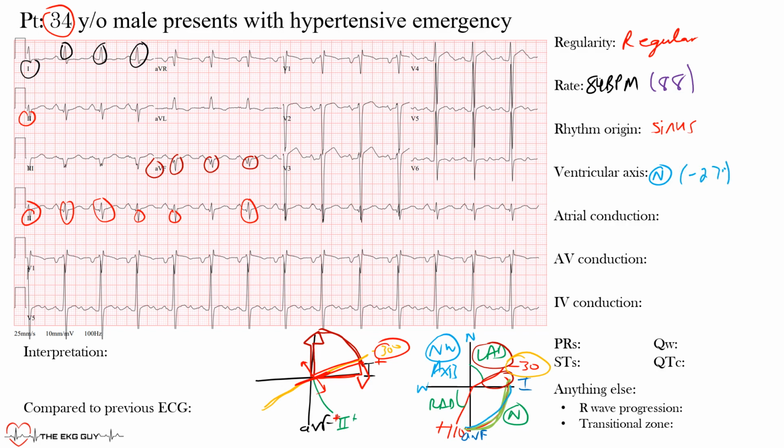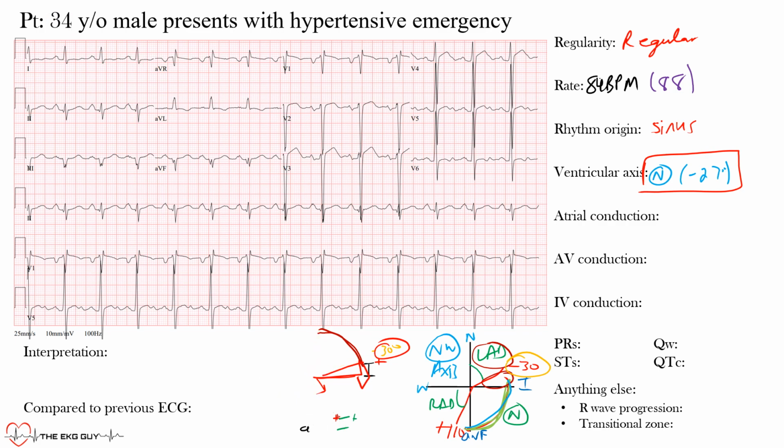So this up until -27, but I would certainly put a square around this because this is not so normal, I'd say, in this younger male. Okay. Next, we want to look at atrial conduction, and this is where we're focusing on those P waves. Are the P waves normal or abnormal?